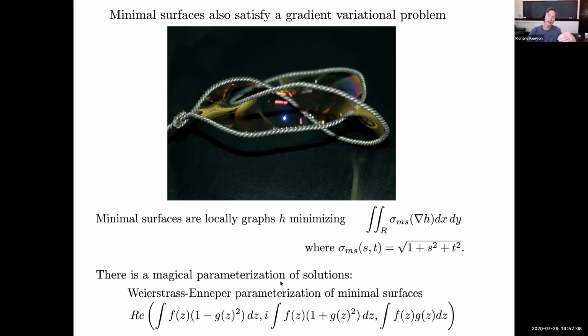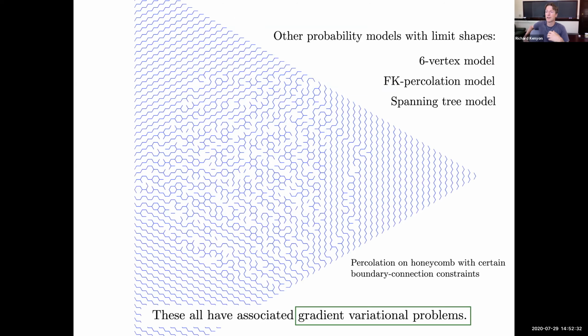And it turns out that the same thing is true in the Lawson-Starling model. There's a parameterization in terms of analytic functions, complex analytic functions. And our goal with Istvan was to understand to what extent this magical parameterization of solutions can be extended to other models. Because there are many other probability models and stat-mech models with this very similar variational problem.